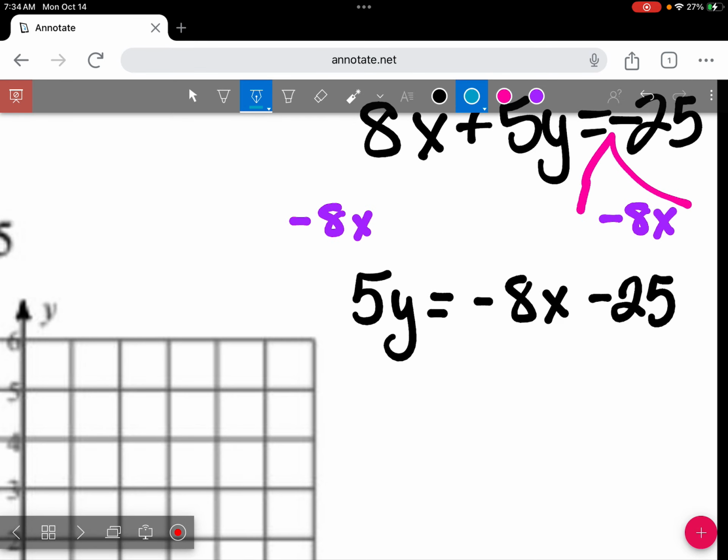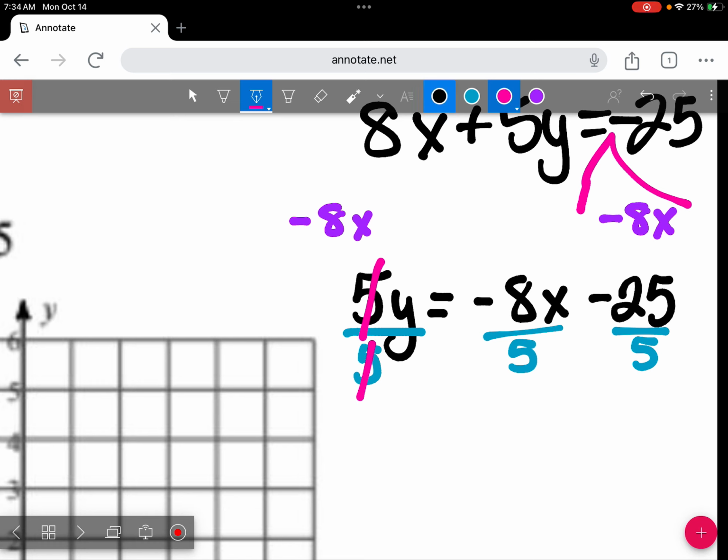Which we do that how? How do we get there? We have to take divide by y. Divide by what? 5. Divide by 5, divide by 5, divide by 5. Everybody gets divided by 5.